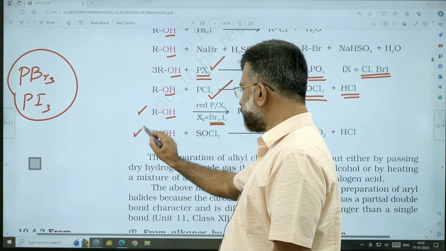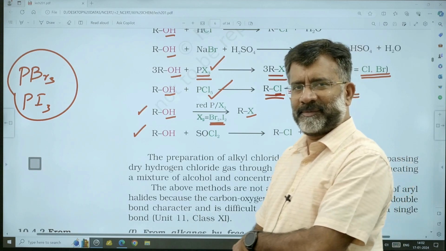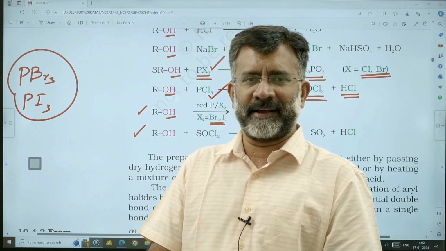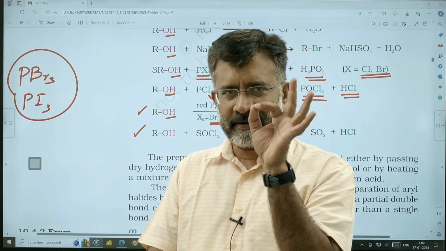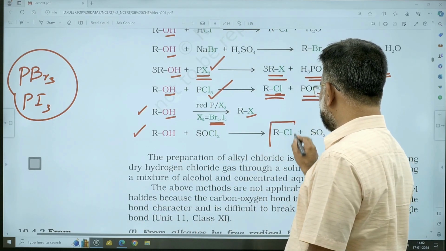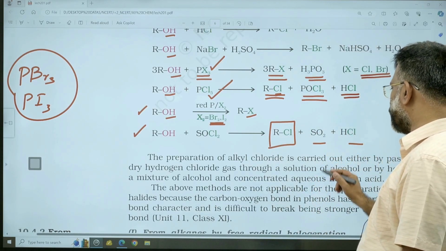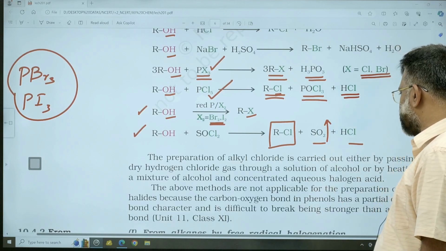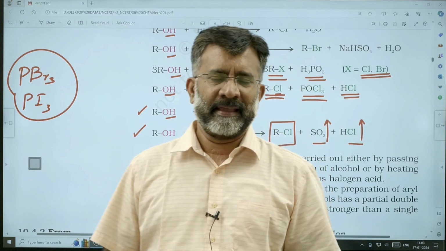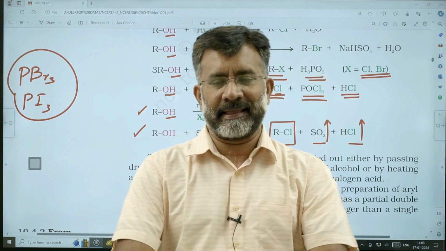And the last reaction, one of the very important reactions, alcohol treated with SOCl2. What is the name of SOCl2? All of you know that. Thionyl chloride. ROH treated with thionyl chloride gives RCl, producing SO2 and HCl. SO2 is a gas which escapes and HCl is a gas which escapes. The byproducts are gases, and that's why this is the most advisable reaction in the laboratory.